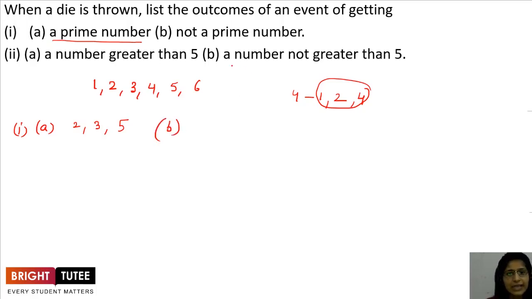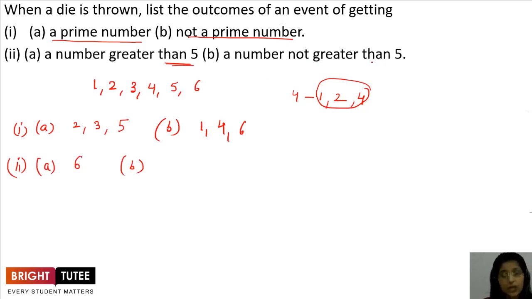In B part, it is asking not a prime number. The numbers which are not prime are 1, then 4 and 6. These are the 3 numbers which are not prime. The second part, they're asking A, a number greater than 5. So greater than 5, there is only one number, that is 6. And in B part, they're asking a number not greater than 5. Not greater than 5 means it may be equal to or it may be less than. So we have 1, 2, 3, 4 and 5. These will be the possible outcomes.